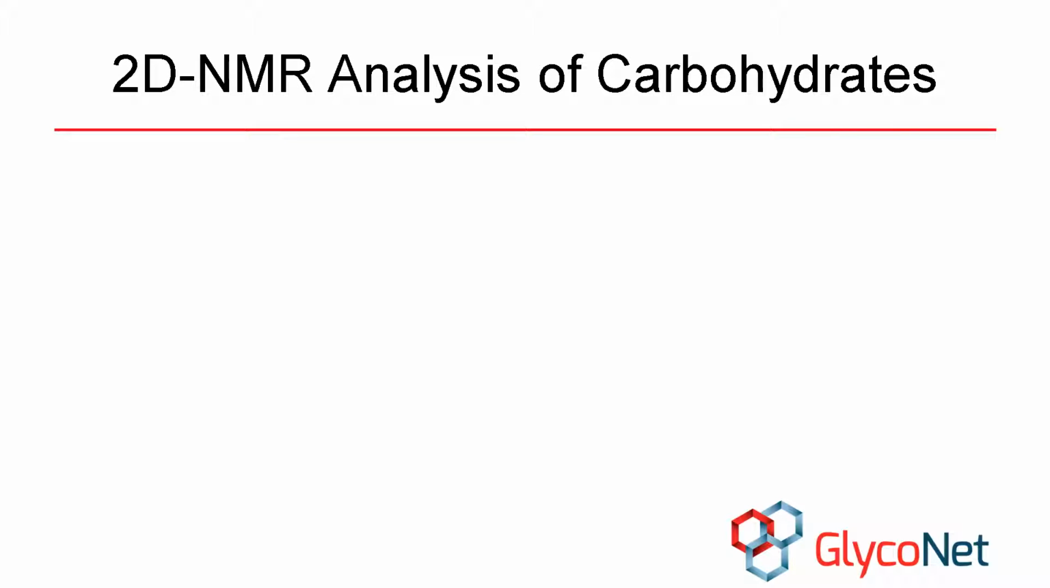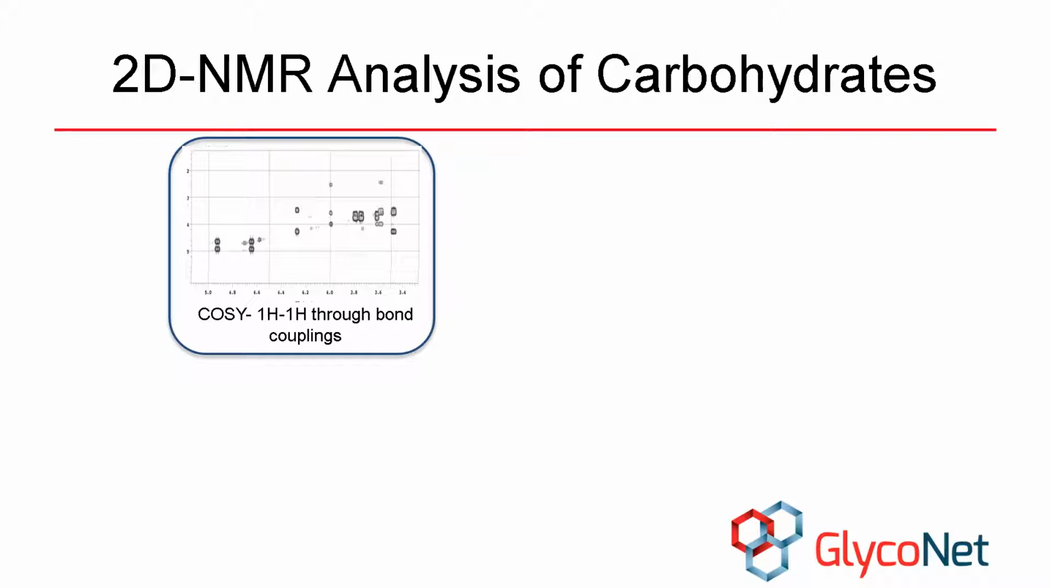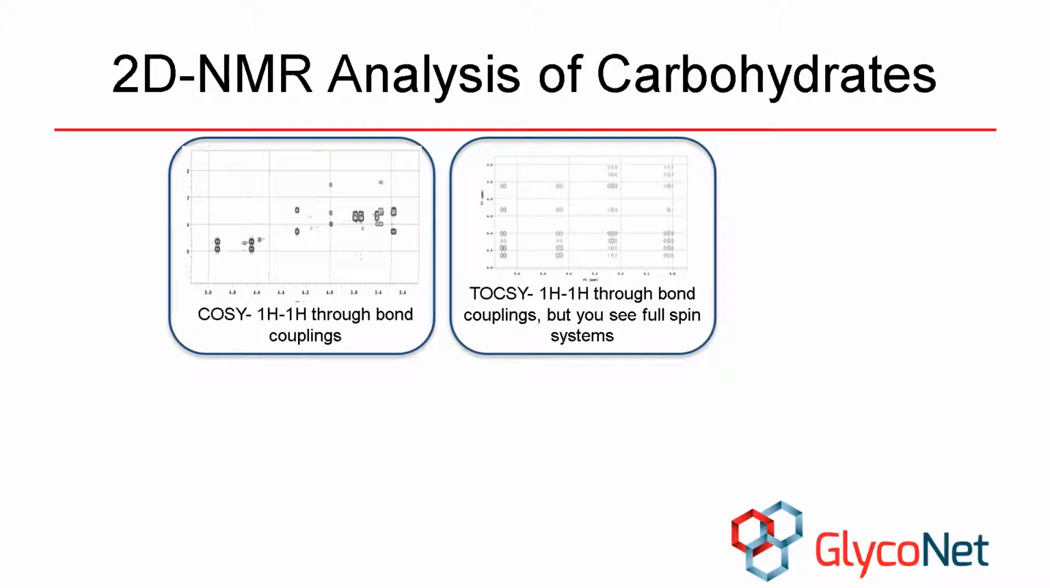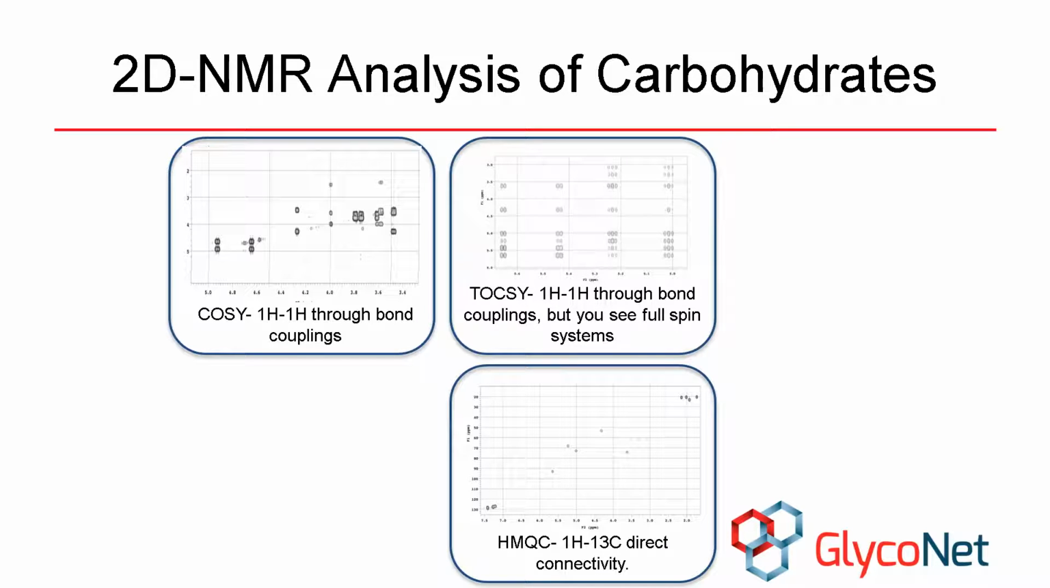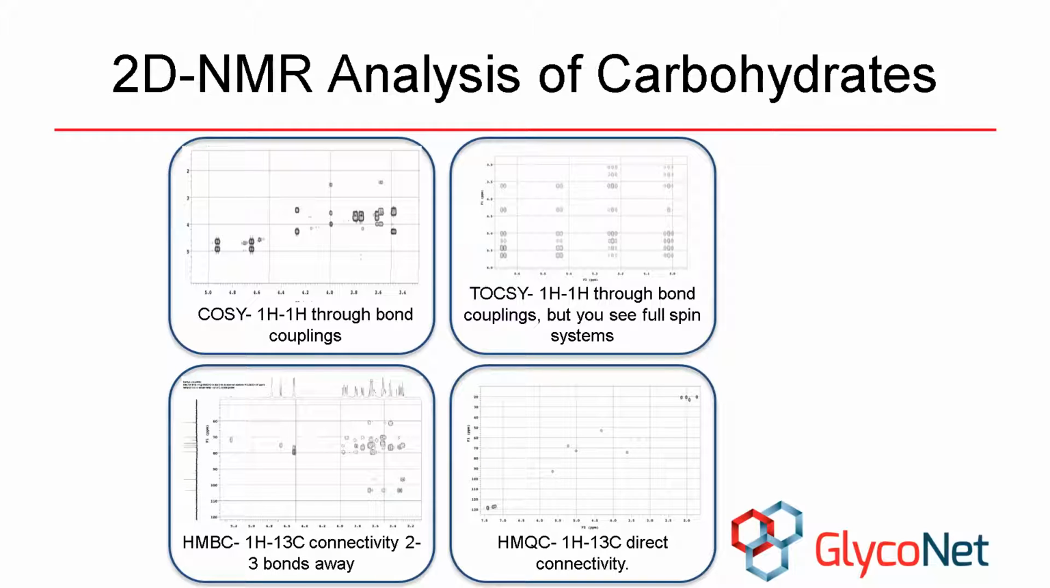Two-dimensional NMR can be useful when there is a mixture of compounds in your sample, or if there is complex coupling in your one-dimensional NMR spectrum, or if your sample is an oligosaccharide. There are a number of different types of two-dimensional NMR experiments, and today we will discuss the proton-proton COSY, the proton-proton TOCSY, the proton-carbon HMQC, and the proton-carbon HMBC.